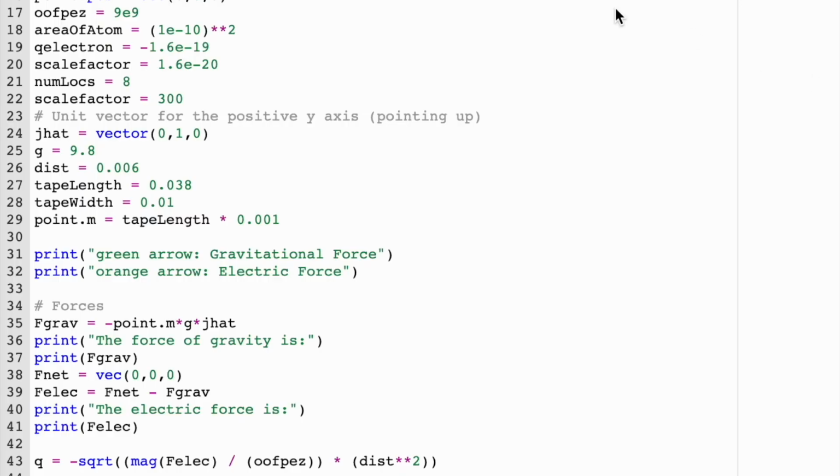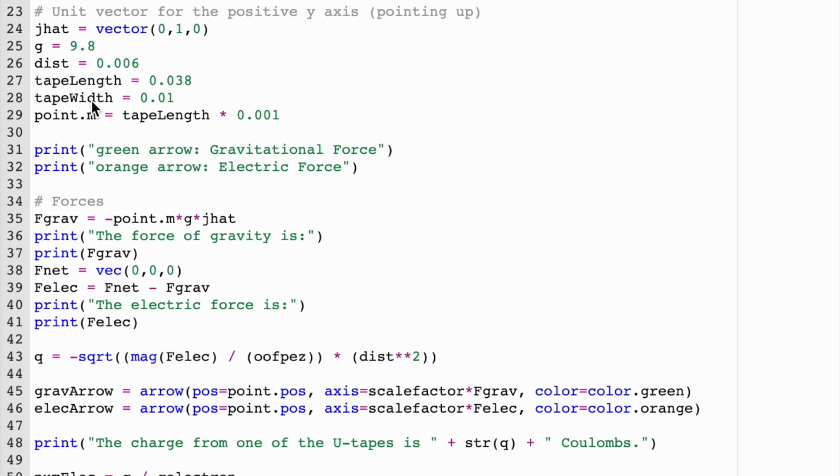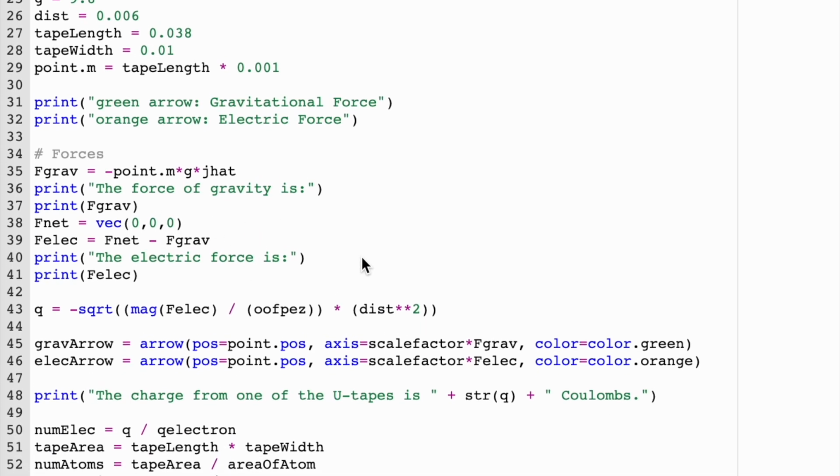Now, if we take a look at our code, we see we have the constants where we have the Coulomb constant, the charge of an electron, and the scale factor that we'll be using for visualizations. We have the measurements for the tapes, including the mass, which we'll need to calculate the gravity using the y-hat vector. Of course, it's pointing downward, and so the electric force will be pointing upward. It will be equal and opposite to the direction of gravity, since those are the only two forces acting, and then F net, of course, is set to 0.